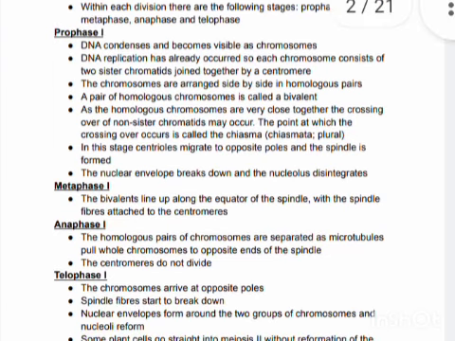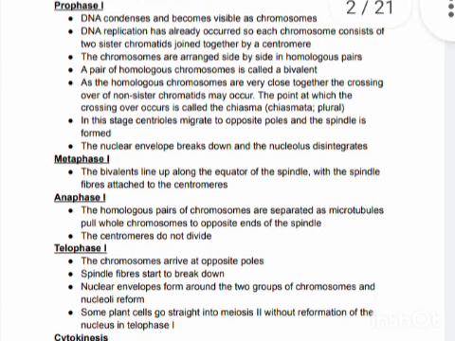DNA replication has already occurred, so each chromosome consists of two sister chromatids joined together at a centromere. The chromosomes are arranged side by side in homologous pairs, and this pair of homologous chromosomes is called a bivalent. Because the chromatids are very close together, there might be an exchange of parts between two non-sister chromatids, which produces a new combination.